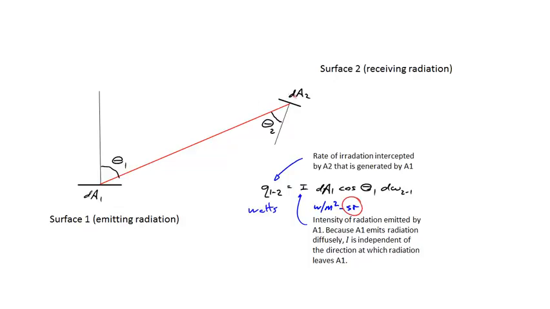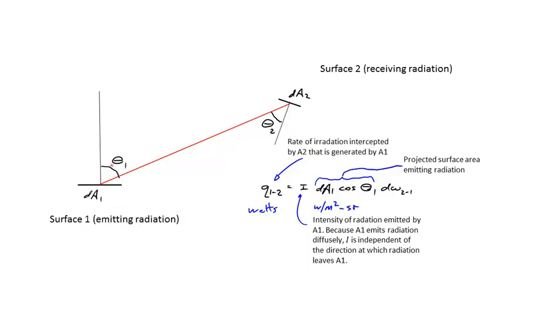In this case, the target is A2. How big does that target look compared to A1? This term, dA1 cosine theta 1, is simply the projected area, the projected surface area emitting radiation. Like we talked about at the beginning, if theta 1 was, let's say, 90 degrees, that would mean that this differential area would be lined up like this, and there would be no projected surface area for dA2 to feel.